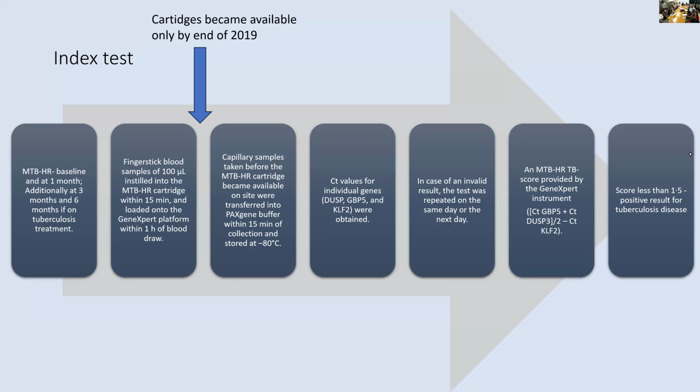The problem was that the cartridge became available at the end of 2019, but the study started at the beginning of January 2019. So the previous samples were all kept in a buffer, stored at minus 80 degrees Celsius. Once the cartridges were available, they were processed freshly on site. They would calculate the CT values, and based on a formula, they came up with a score. A score less than 1.5 was positive for TB. So we can see that already there is a possibility of measurement bias because we have a batch effect. We have fresh samples and we have stored samples.